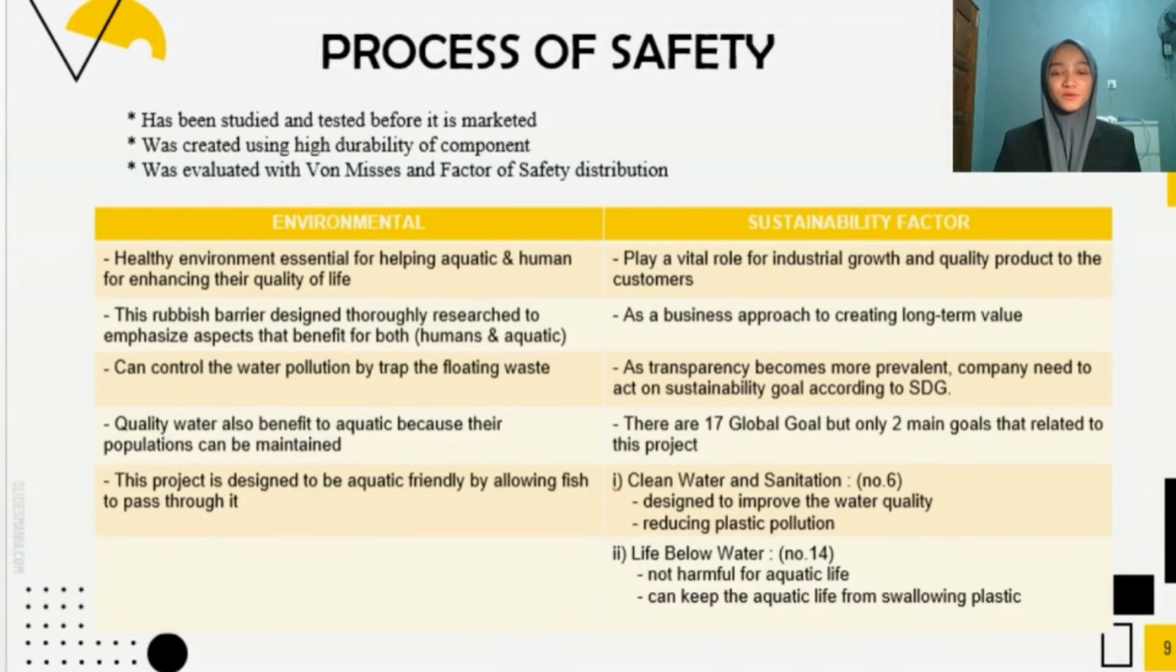Then for the last part, we have the process of safety. This project has been studied and tested before it is marketed and is created using high durability components and evaluated with research and factor of safety distribution. This process involves environmental and sustainability factors. That's all for me as a costing and procurement engineer.